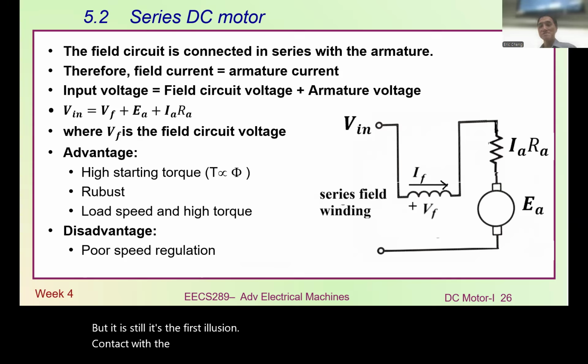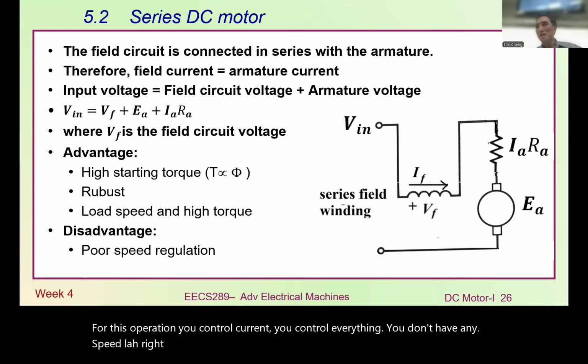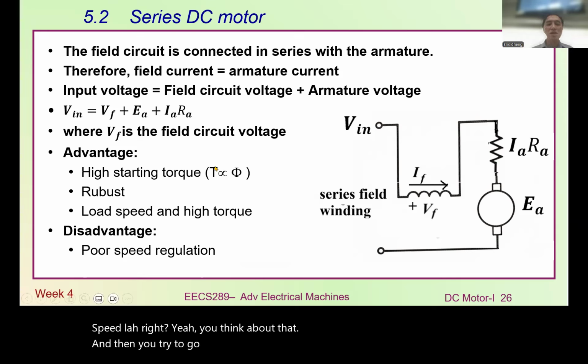So maybe it's difficult, because when the IA increases, the flux also will increase. But we are talking only about a short duration. All this thermal runaway only happens for a short duration. It's not a continuous operation. In continuous operation, you control current, you control everything. You don't have any speed runaway. Think about that, and then try to investigate which motor has a high chance of runaway.